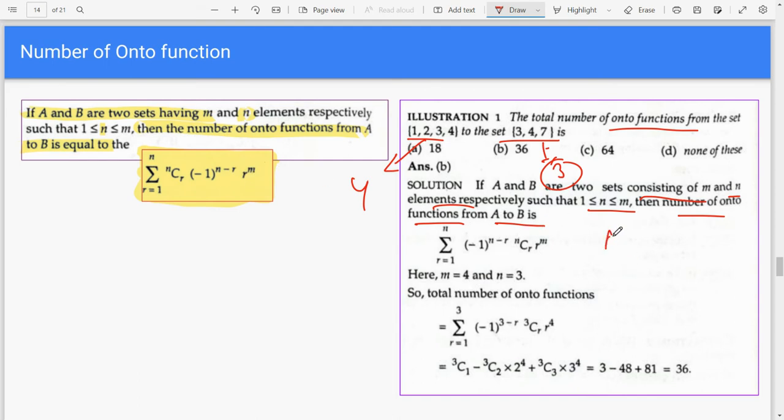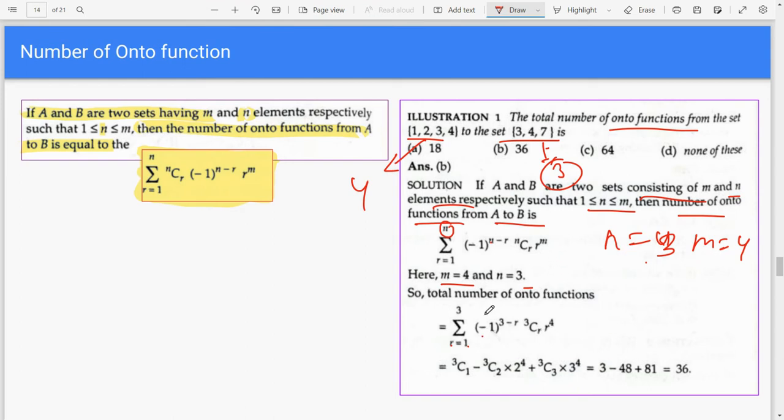Obviously, what is n here? Sorry, n is equal to 3 here, and m is equal to 4. So you have to write it here, sigma r is from 1 to n. n is 3, and minus 1 to the power 3 minus r. What is n minus r? And nCr means 3Cr, r to the power m, which is 4. You just need to apply the formula.